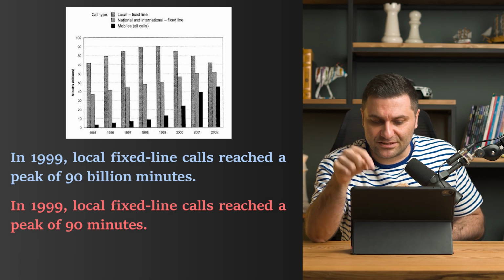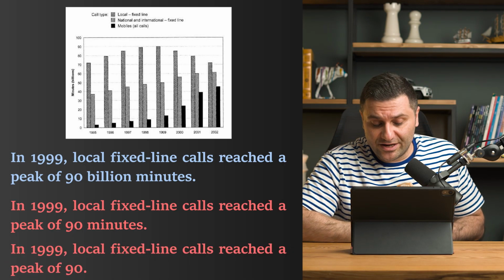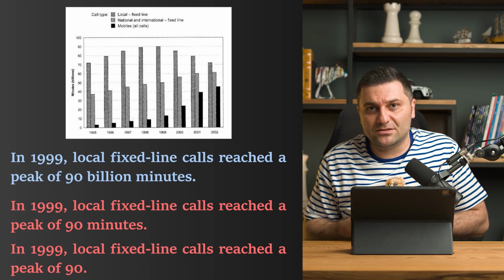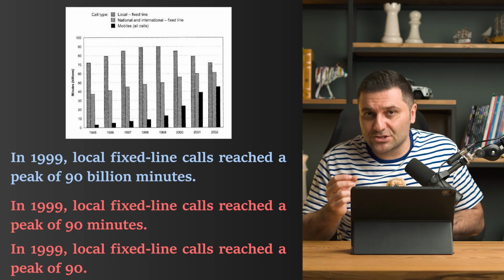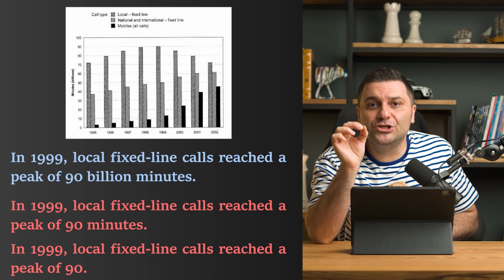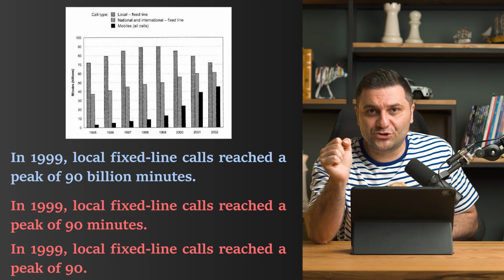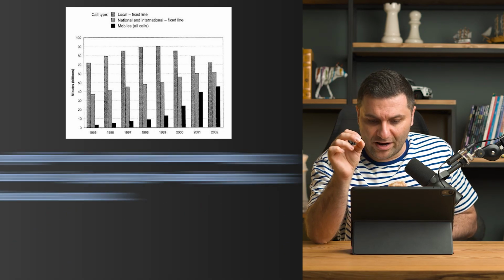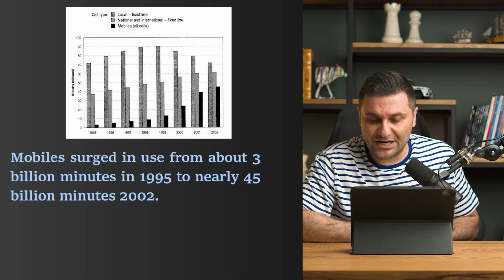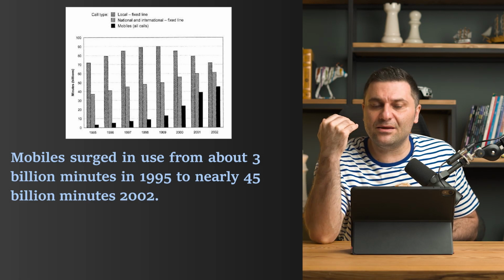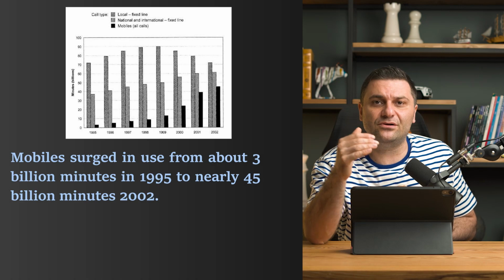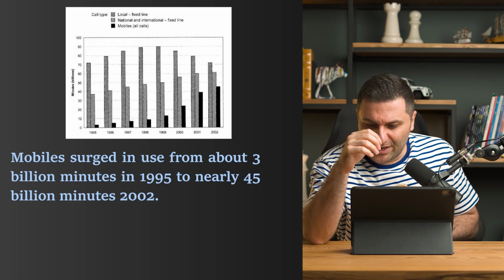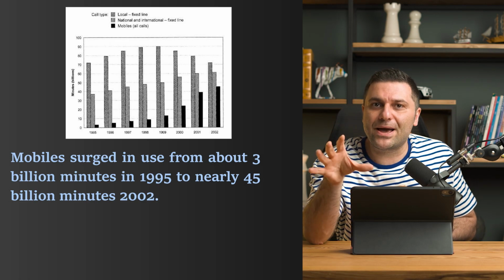And again, look at this sentence. In 1999, local fixed line calls reached a peak of 90. So 90 what? 90 minutes, 90 hours, 90 seconds. So remember and make sure to use correct units of measurement. And take a look at this sentence. Mobiles surged, look at the data, in use from about 3 billion minutes in 1995 to nearly 45 billion minutes in 2002. This is correct because the number is around or about, right?